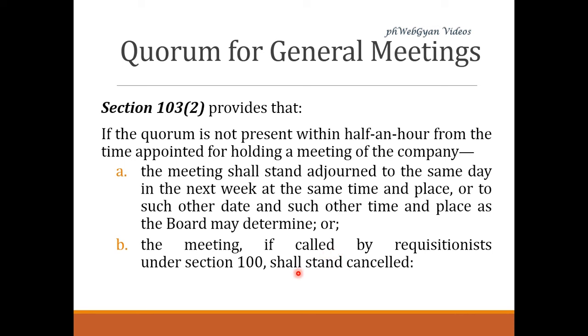So if the quorum is not present for those meetings which are called by requisitionists, then the meeting shall stand cancelled. There is no provision for adjournment in case of the meeting called by the requisitionist, that is, the extraordinary general meeting called by requisitionists under section 100. If the quorum is not present in that meeting, then the meeting shall stand cancelled. Okay, so let's move forward.